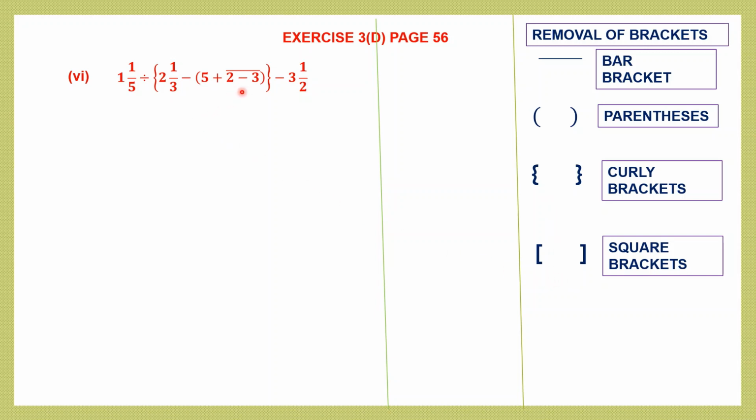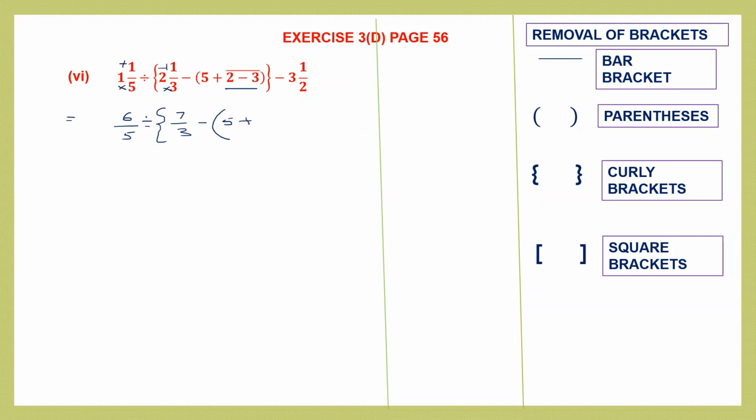Now here we have the bar bracket, so we're going to do this operation first. So that is, we're going to do 2 minus 3 first. Everything else will remain as it is. So this is 1 by 5. Now we can convert that. So let's multiply. 5 ones are 5 plus 1 is 6. So here I can write 6 by 5 divided by, and we have the curly bracket, and then I can convert this. 3 twos are 6 plus 1 is 7. So that is 7 by 3 minus, I can put a parenthesis, 5 plus.